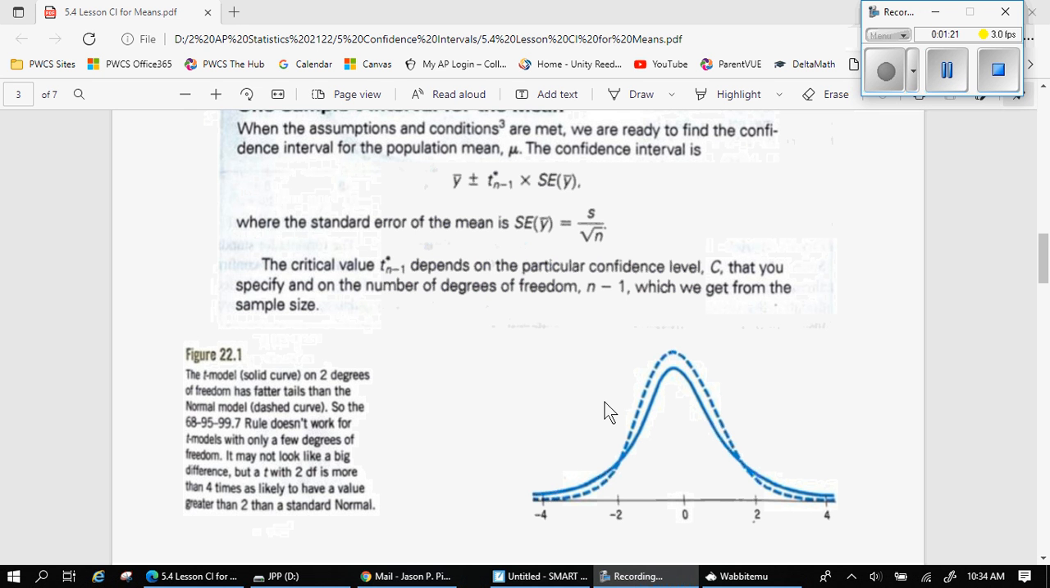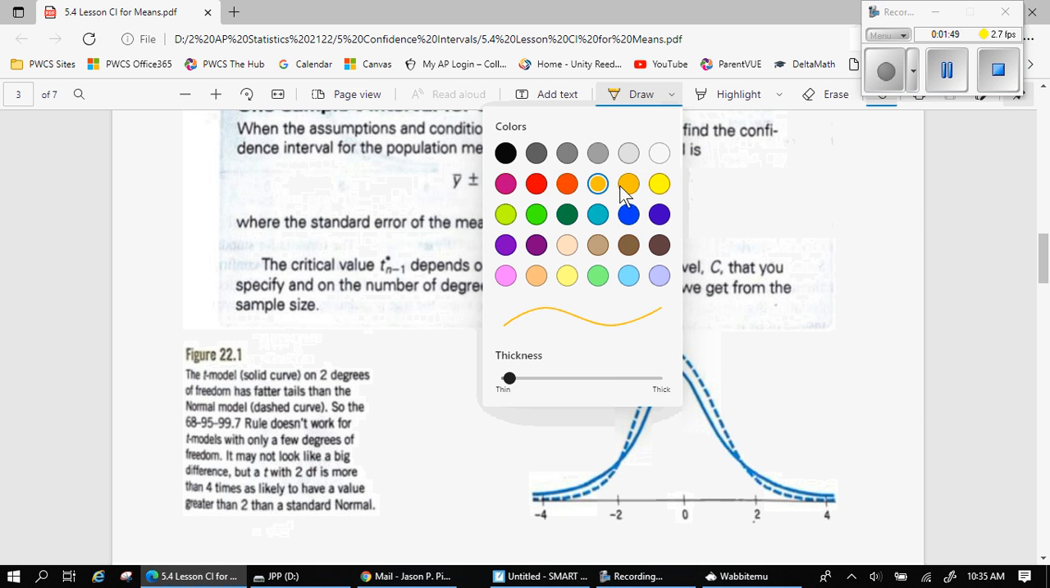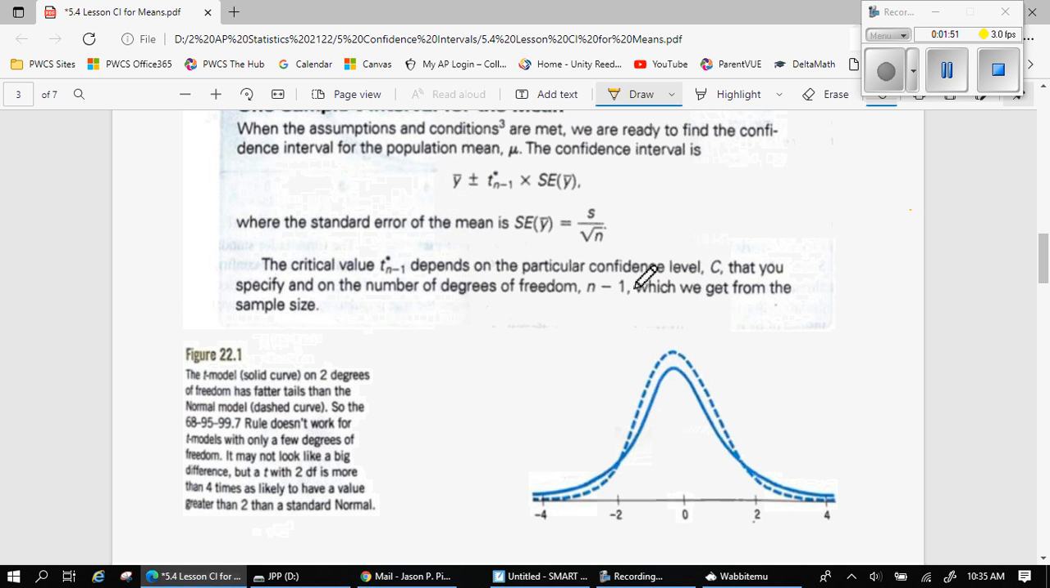So the larger our sample gets, the closer our curve will look like the standard normal curve. So a smaller sample means a different curve. In fact, I think this solid one is a smaller degrees of freedom. So we'll get closer and closer to the normal curve the bigger our sample gets. And I mentioned that word degrees of freedom there. Degrees of freedom is just our sample size minus 1.